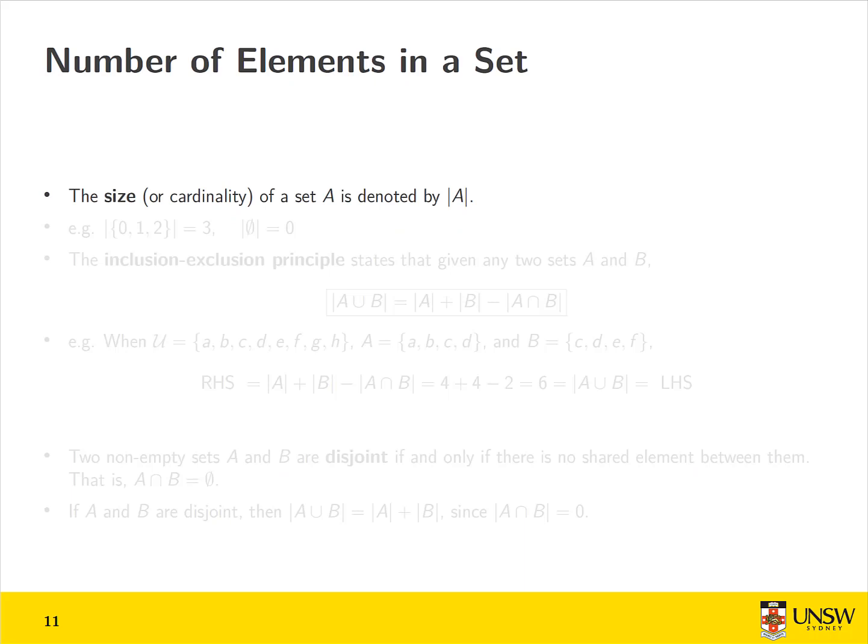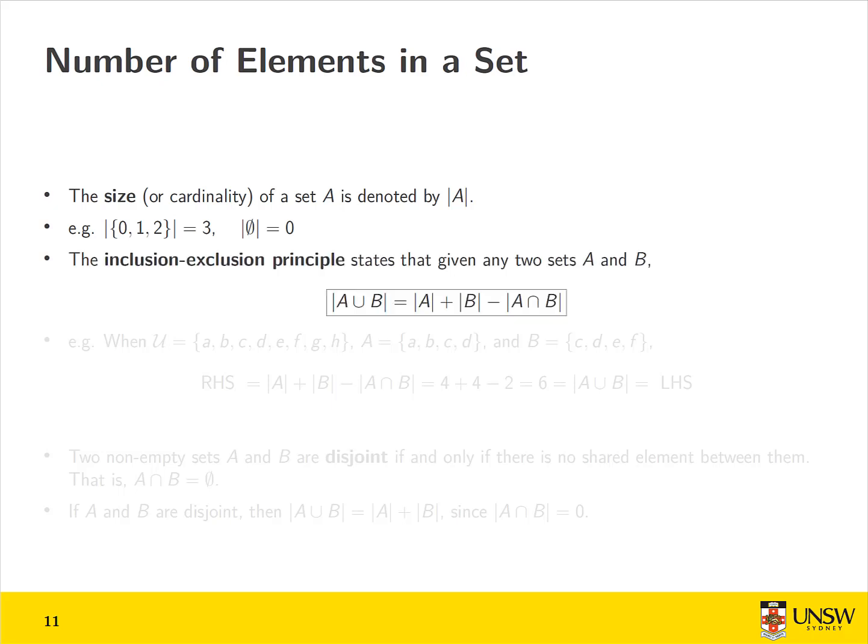When dealing with finite sets, it can be useful to refer to their size or cardinality. This is just the number of elements in the set, and the size of a set A is denoted by writing vertical bars on either side of the letter A. For example, the size of the set containing elements 0, 1, and 2 is 3, while the size of the empty set is 0.